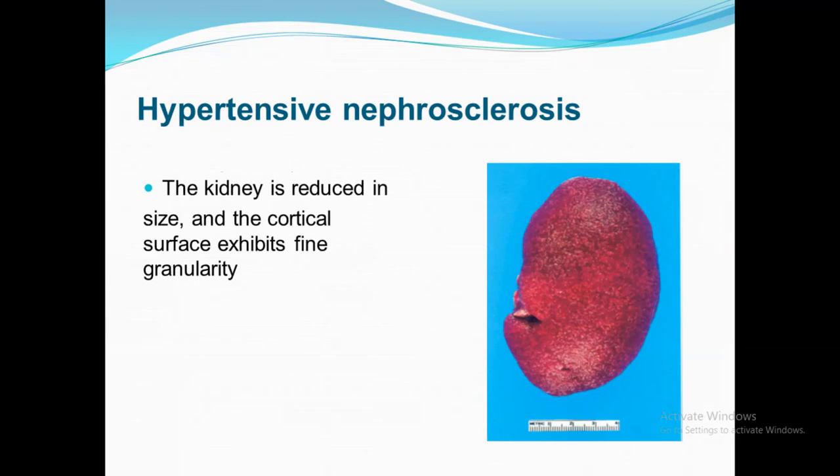In hypertensive nephrosclerosis, here the kidney is atrophied and the size is reduced. We have a congested red to brown color, and characteristically we have fine nodularity or granularity on the outer surface of the kidney in addition to atrophy. So this is hypertensive nephrosclerosis. Thank you.